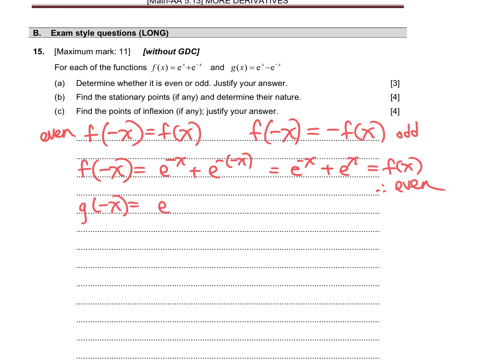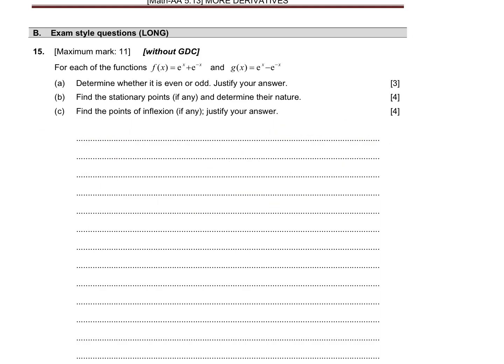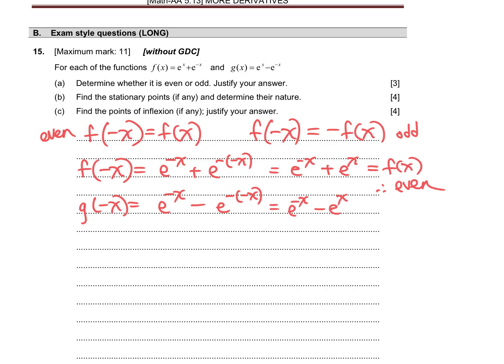G, we're going to have e to the negative x minus e to the negative x, which is e to the negative x minus e to the x. So if we look at negative g at x, that's negative e to the x minus e to the negative x, which is negative e to the x plus e to the negative x, which is what we have. So this is negative g at x, so that's odd.